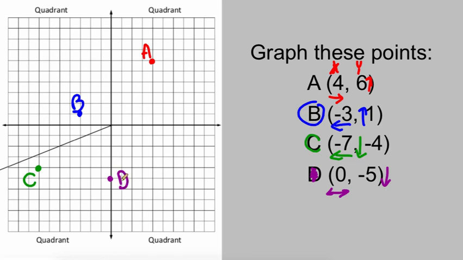Letter D. So the first number tells me where to go left or right. Right is positive. Left is negative. The second number tells me up and down. Positive is up. Negative is down. And those two coordinates help me find where my new point is. It gives me directions to that new point.